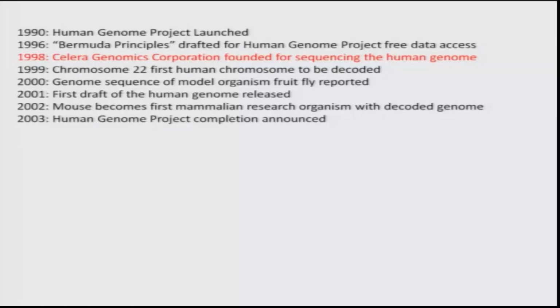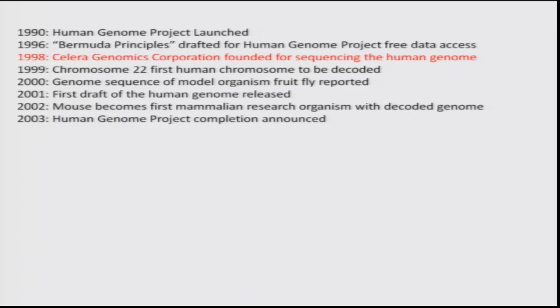That's when an industry called the biotech industry came up, which uses genome knowledge to develop new therapy or therapeutic protocols or intervention strategies or drugs. That's what is shown here in this slide. In 1990, the Human Genome Project was launched. In 1996, the Bermuda Principles were drafted for the Human Genome Project, saying that the data generated is free for everyone. Since it is free for everyone, there are also people who are interested in understanding the data and using it from a commercial point of view, in terms of therapy or drugs and so on.